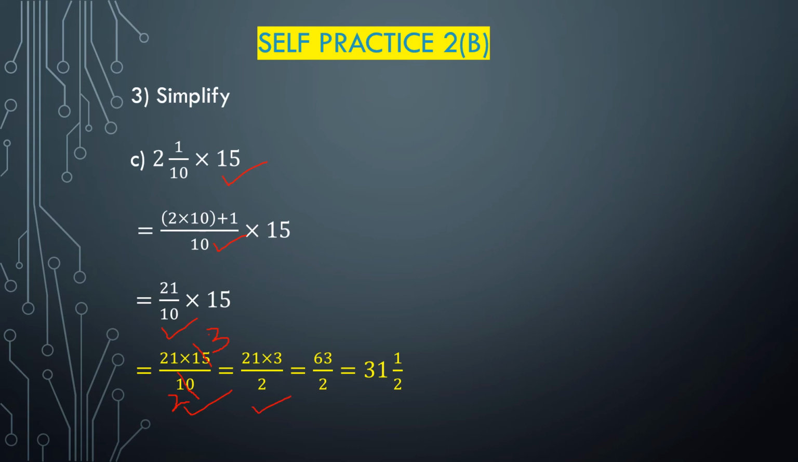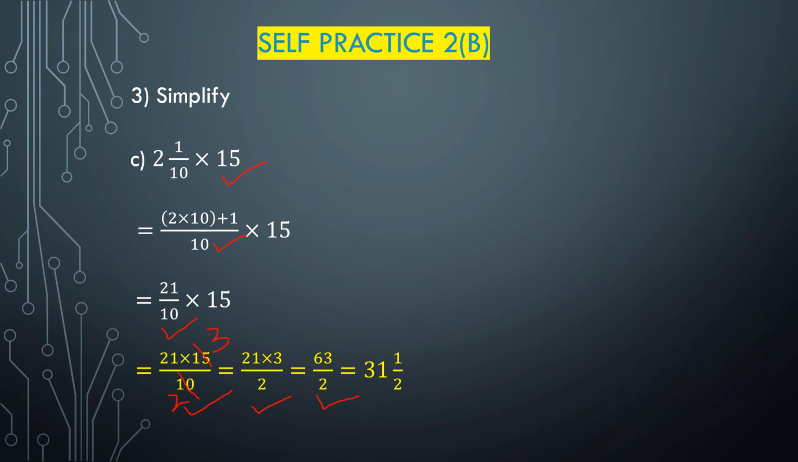21 multiplied with 3 is 63, so 63 divided by 2. This is an improper fraction as numerator 63 is more than the denominator 2. Now we have to convert this improper fraction into a mixed fraction, just by dividing the dividend 63 with divisor 2. We get 31 as the quotient and 1 as the remainder.